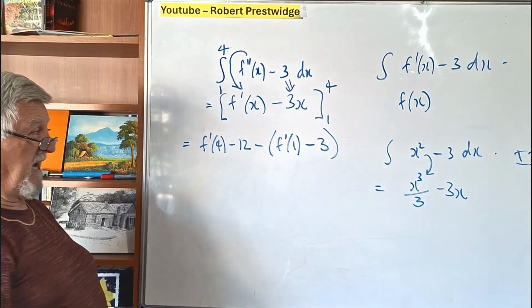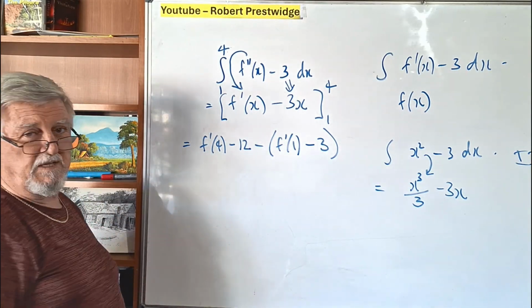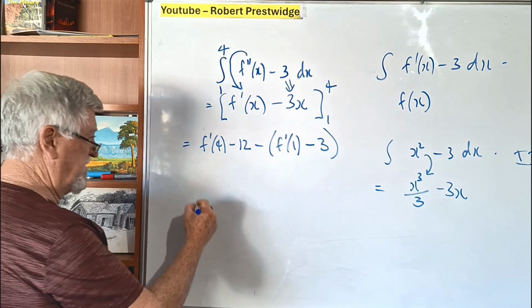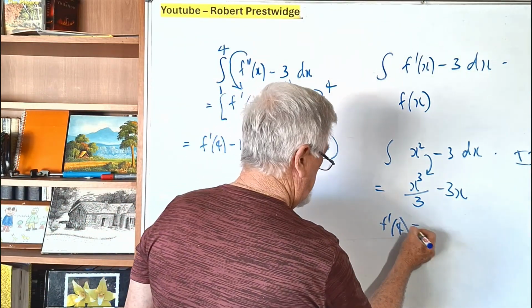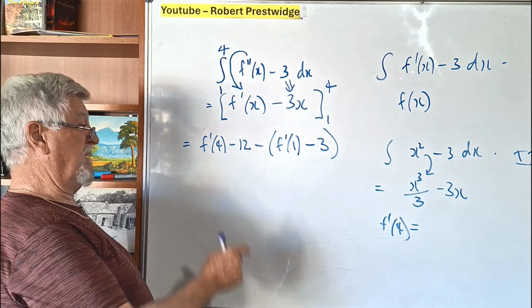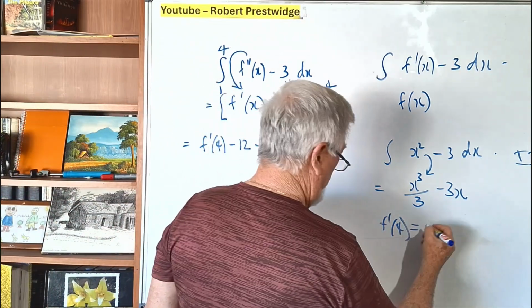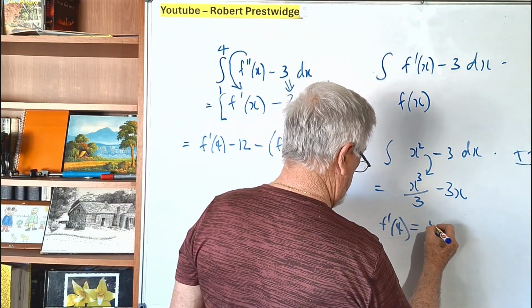Of course, they're going to tell you that f'(4) is such and such, and you can look up what it is. So I should do it. Here we go. Don't want it to become too long, guys. Say f'(4) is, let's make it 8.